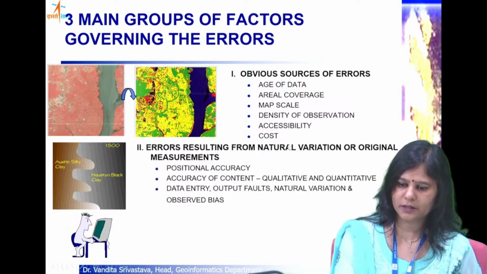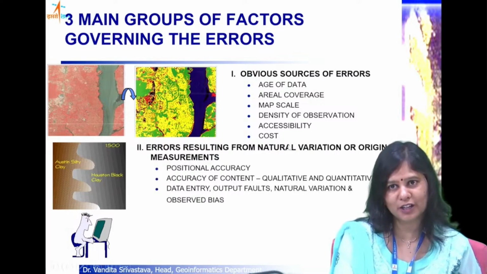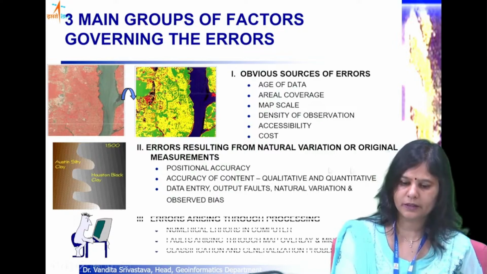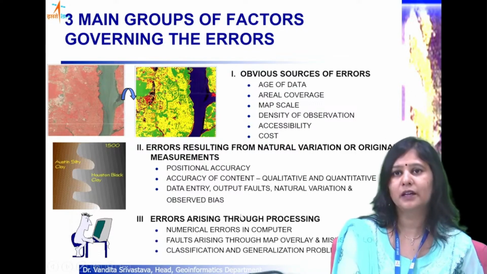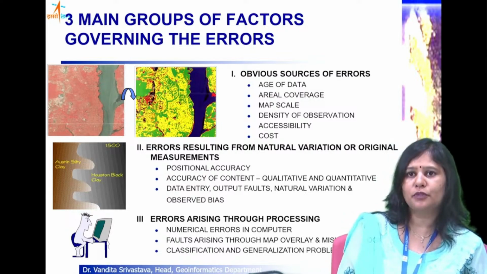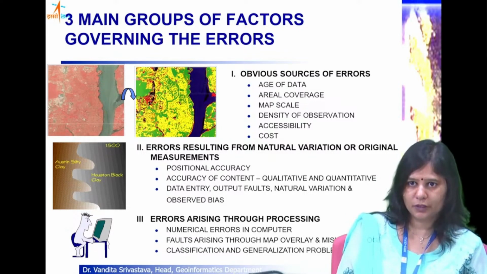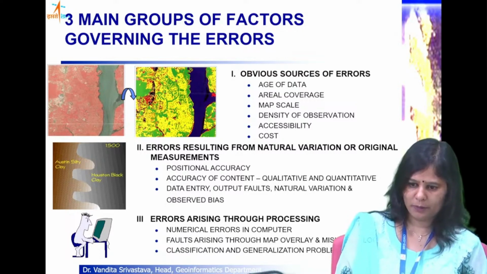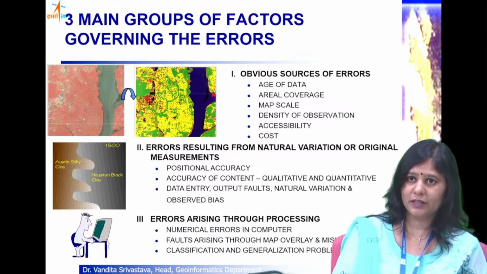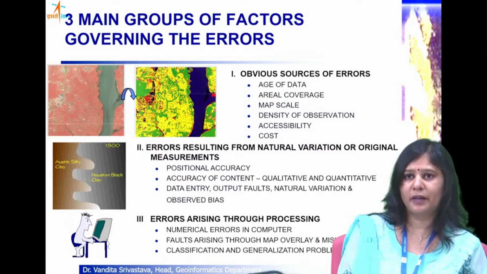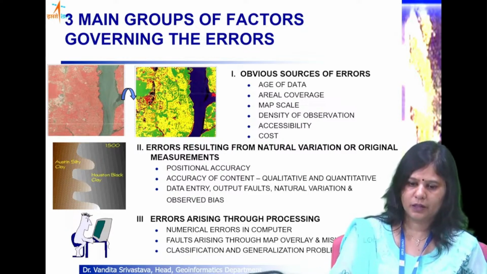Then there are errors resulting from either the variation of the phenomena itself or the original measurements. And then there is a third type of errors that result from processing of the data. If any of these types of errors occur, there will be some uncertainty in the final outcome also, because there is an uncertainty in the positional accuracy, in the accuracy of contents. So it has to be minimized, and we need to try our best to minimize these errors.